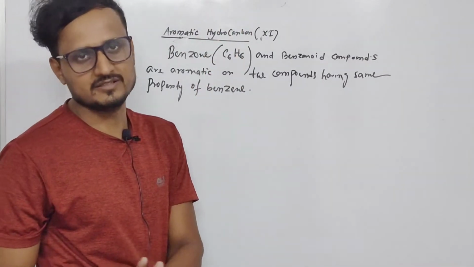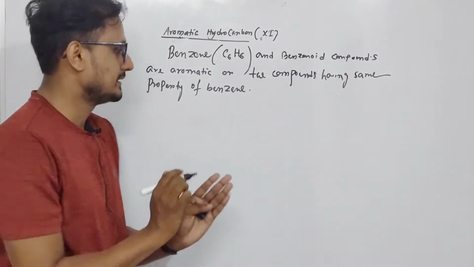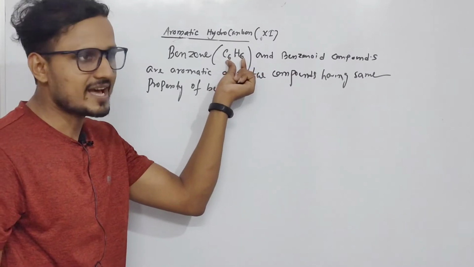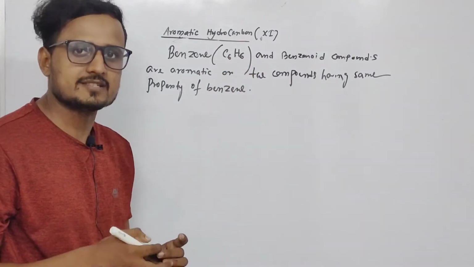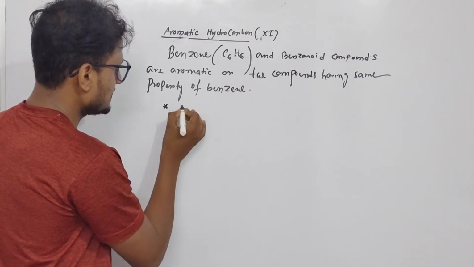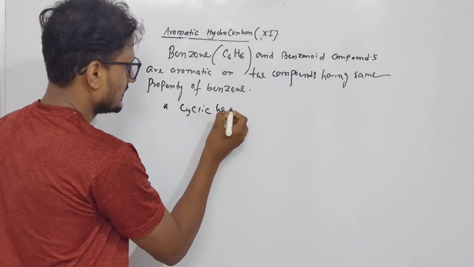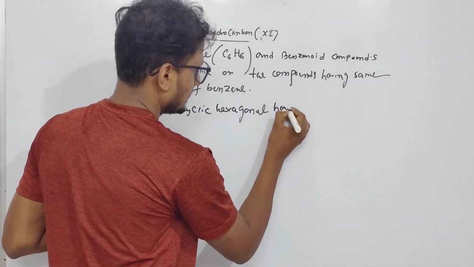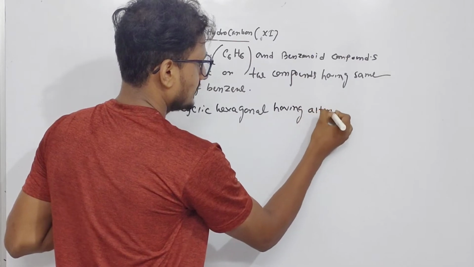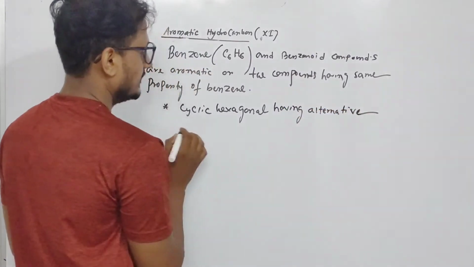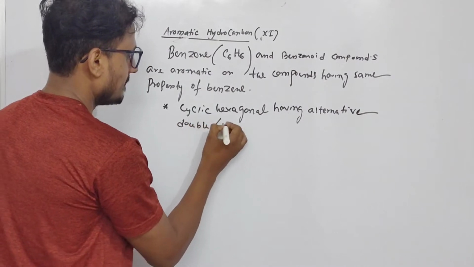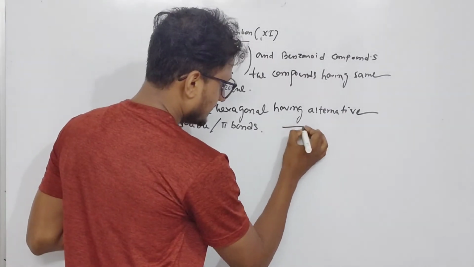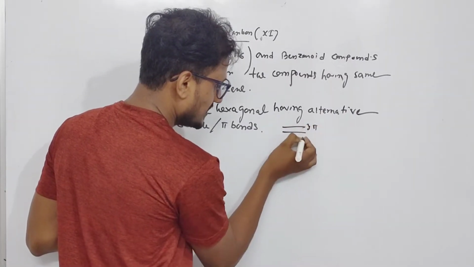Now we have a structure of benzene, that one we have to learn first properly here. How many carbons are there? 6 carbons and 6 hydrogens are there. Now benzene has a cyclic structure, a cyclic hexagonal structure, having alternate double bonds, or you can say pi bonds. Now we all know that in a double bond, one bond is pi and another one is sigma bond.